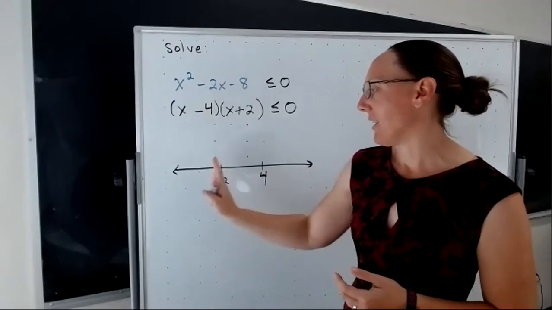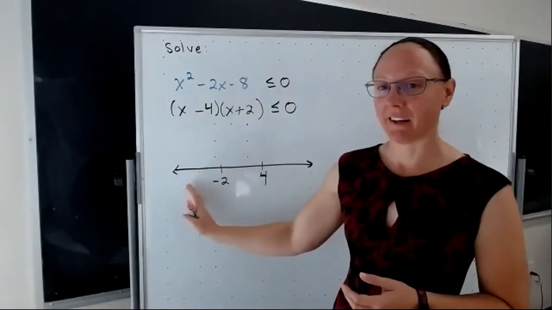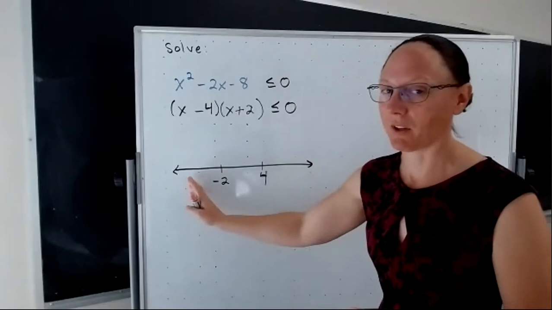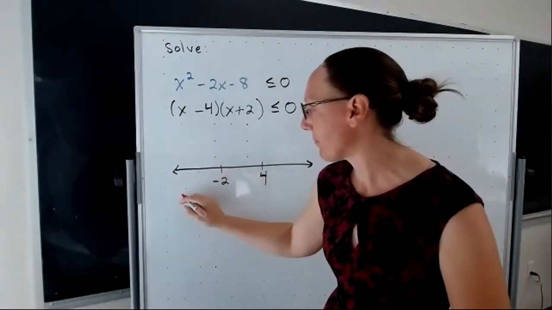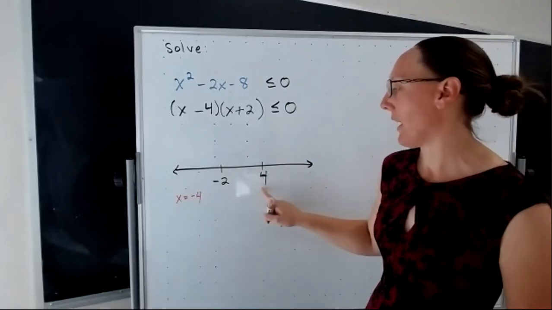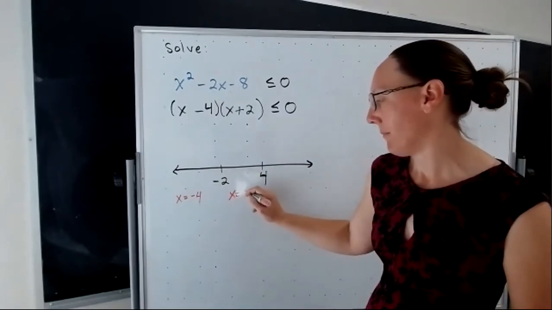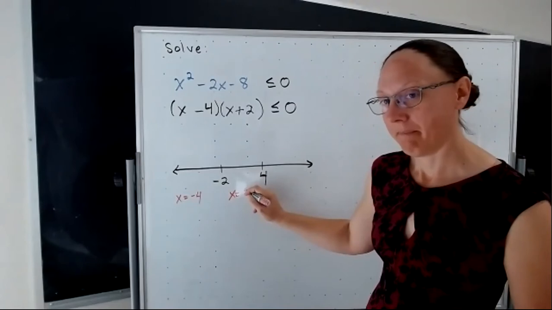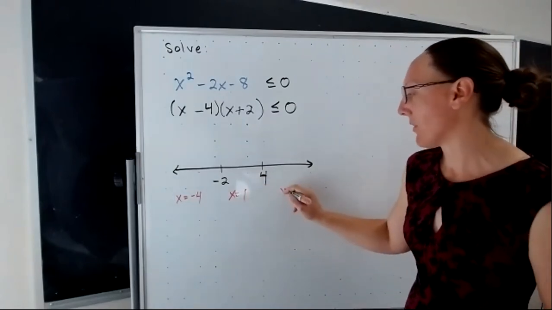So I need a number that's less than -2. Any volunteers for a number less than -2? -4. And how about a number that's between -2 and 4? I got a 1. And a number that's bigger than 4.